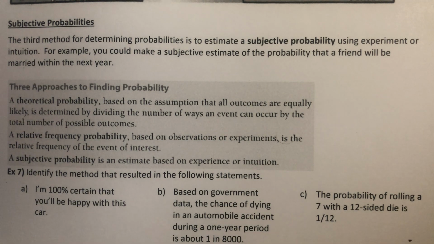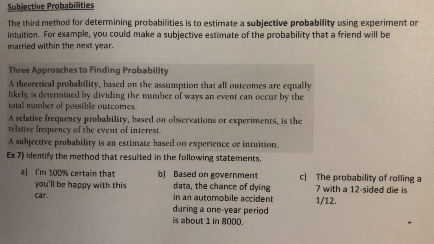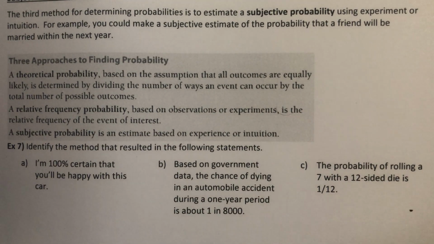All right, so kind of doing a couple different ones. 7A, 100% certain that you will be happy with this car. That is going to be a subjective. Every salesman is going to tell you that. They're not going to sit there and be like, yeah, I'm 20% sure that you're happy with this car. If they do say that, give them props for being honest and then probably go somewhere else. But that would be a subjective one.